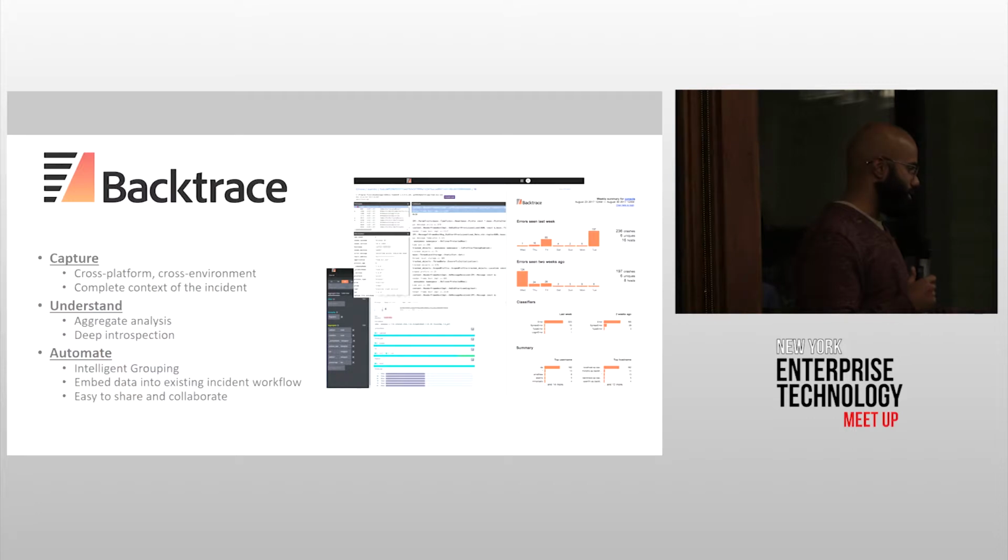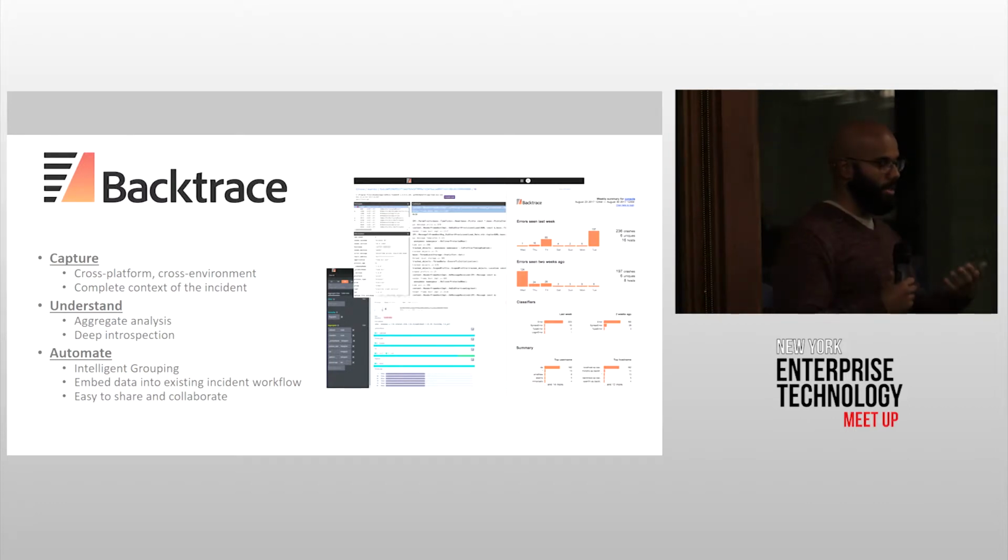How does Backtrace do this? So Backtrace does this by providing a platform that does cross-platform, cross-environment capture. Allows you to capture the complete context of the crash. So not only can you tell it such things as the state of the application, but you can also tell it the version of the application that was running at that time, which device, which hardware revision. You can add as many attributes as you want, and these custom attributes allow you to slice and dice your data as you so choose.